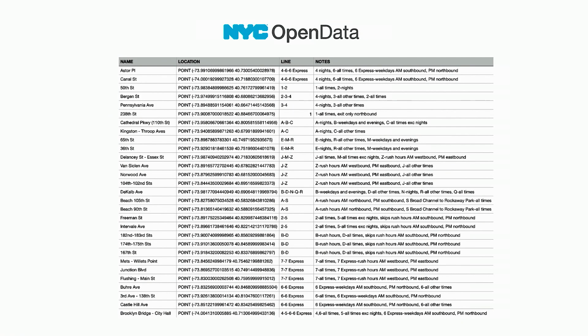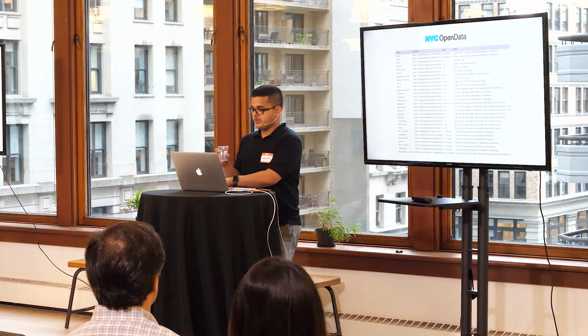Let's see an example of how we can go around identifying primary aspects of data. So this is an example of all the subway stations in New York City. Well, some of them, but the list goes on, that I've obtained from NYC Open Data. They have a free and open API that anyone can use to download this information.